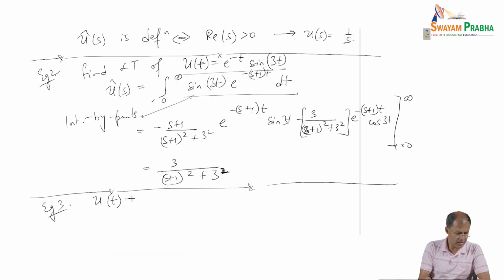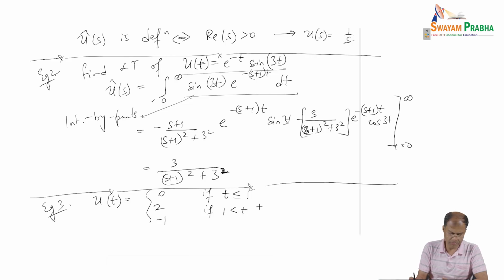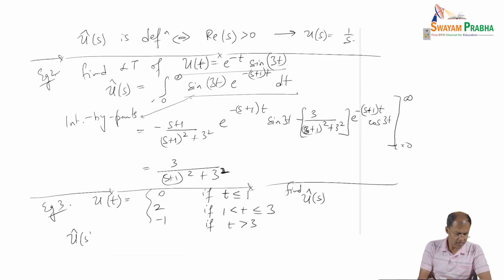So u(t) is given by the following piecewise continuous form: 0 if t is less than or equal to 1, 2 if t is between 1 and 3, and minus 1 if t is greater than 3. We need to find u hat(s).